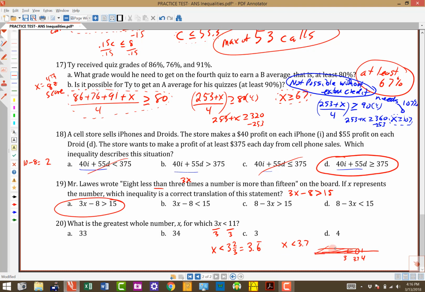And this is a good one to keep in mind, that the graph is a picture of all the solutions. So you'll notice that 4 is not in the shaded area. 3.7 really isn't in the shaded area because that's an open endpoint. The only answers that would work are the ones that are shaded in, and the biggest whole number that would actually work in this is 3. So the answer on this one is 3. So it's C, answer 3.